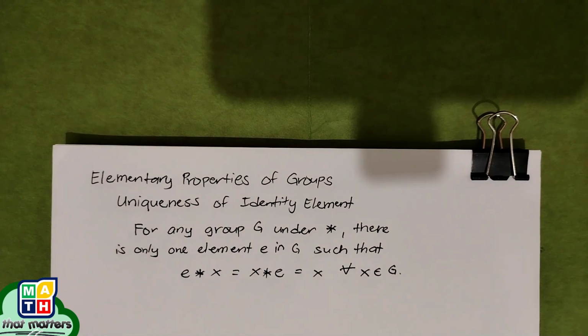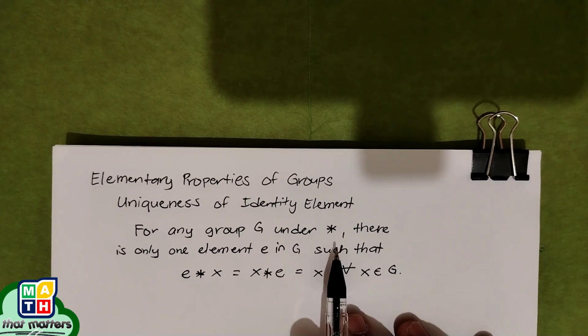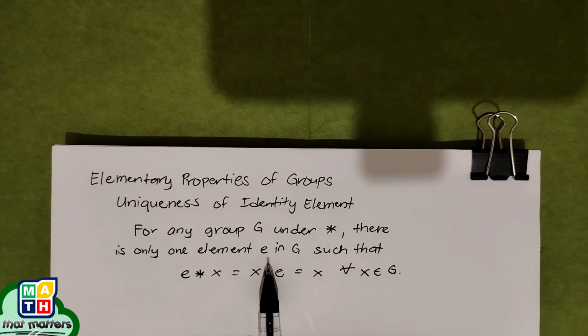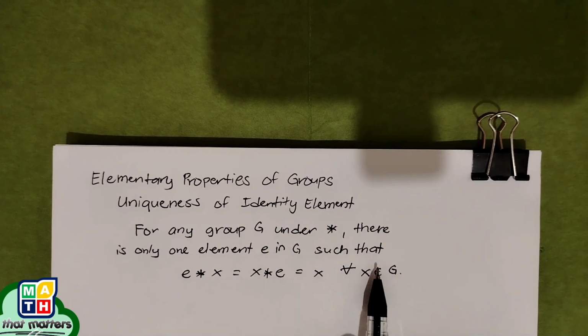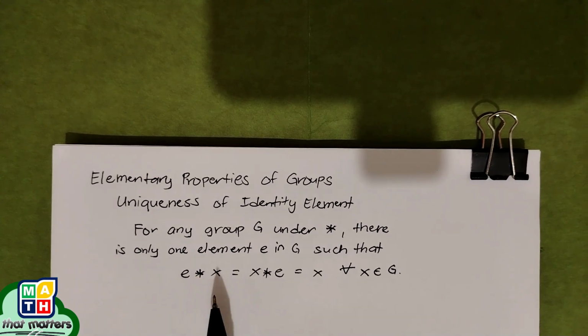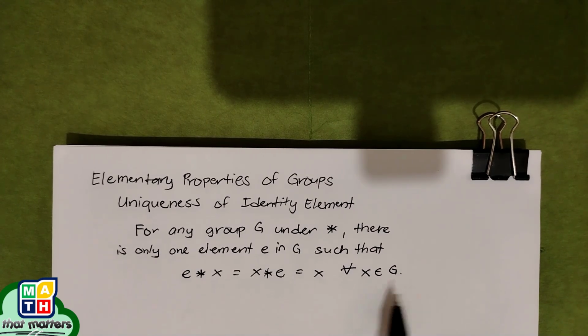This elementary property of groups tells us about the uniqueness of an identity element. For any group G under binary operation star, and it's already identified as a group, there is only one element e in G such that it satisfies this condition: e star x equals x star e equals x for all x in G. Take out the term "for all": there's only one identity element that works for all the elements in G.